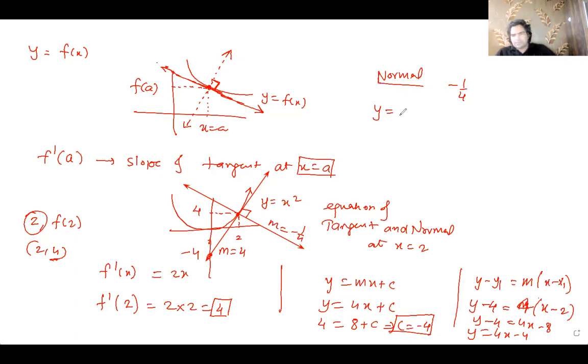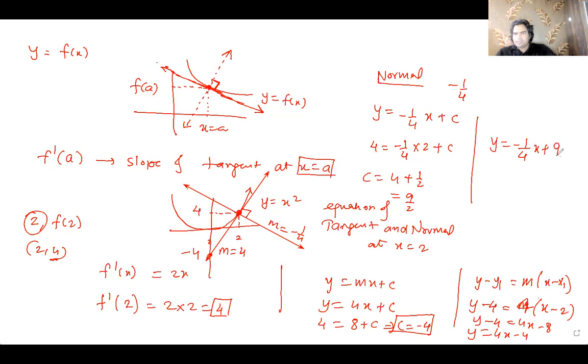So the rest of the things remain the same: negative 1/4 x plus c. Then you plug the same coordinate. When x is 2, y is 4. So 4 equals negative 1/4 times 2 plus c. So you get c equals 4 plus half, and you get c is 9/2. So the equation that you have for normal is negative 1/4 x plus 9/2. So that probably cuts here at 9/2. So this is just the entire summary of the tangent and normal general equation, and how to find them.